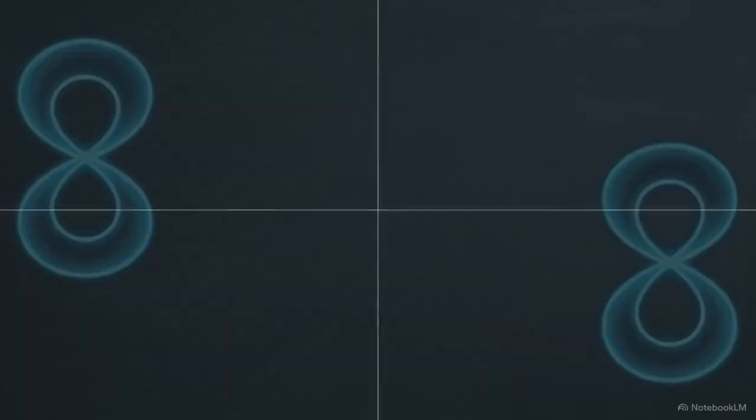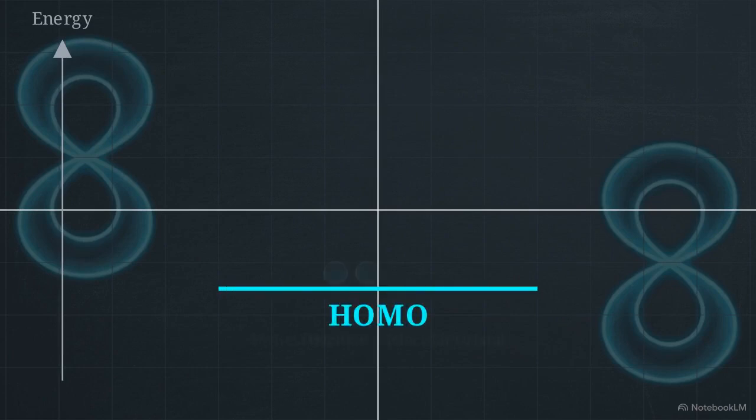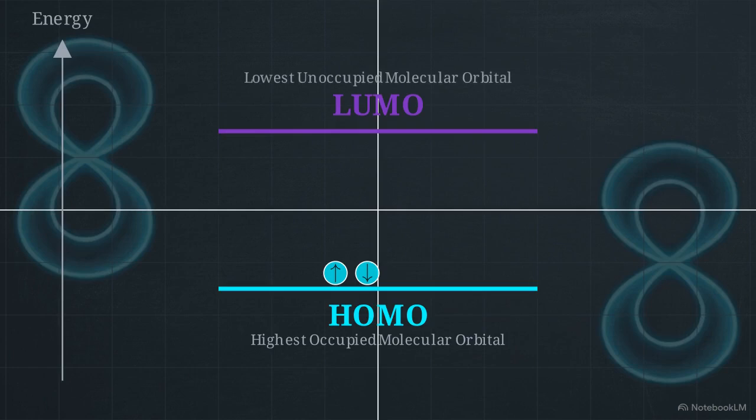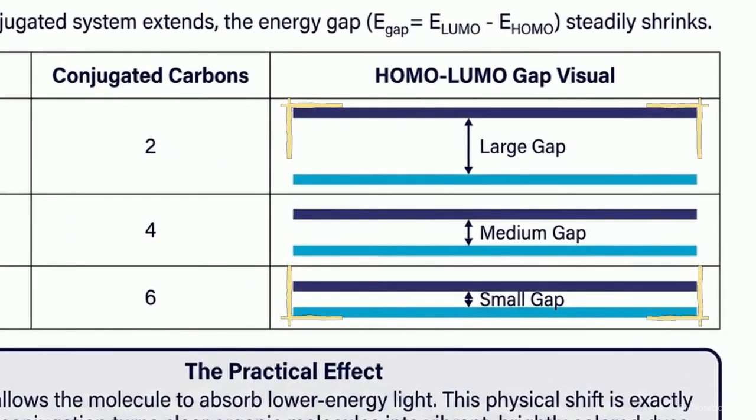This chart plots the boundaries of this system. It is defined by the highest occupied molecular orbital, the HOMO, and the lowest unoccupied molecular orbital, the LUMO. The energy gap between these two states dictates the molecule's behavior. This matrix compares ethene, butadiene, and hexatraene to demonstrate the conjugation length rule, directly linking the physical length of the carbon chain to the size of that energy gap.